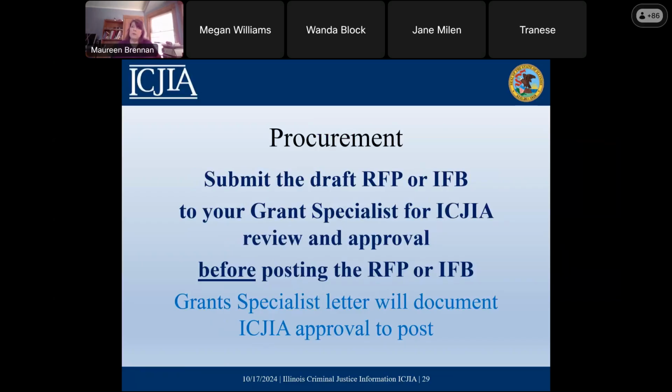I need to remind you again that if you are doing an RFP or an IFB, that needs to be submitted to the authority for review and approval prior to posting it. So after that review and approval process, you will receive a letter from your grant specialist that will document the authority approval to post that RFP or IFB, and you cannot post that solicitation until you receive that letter from the authority.